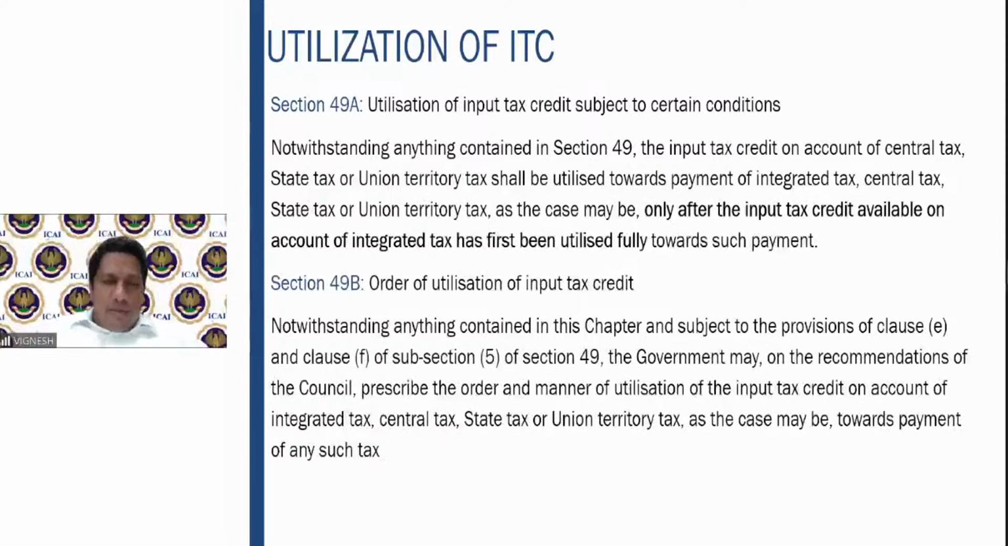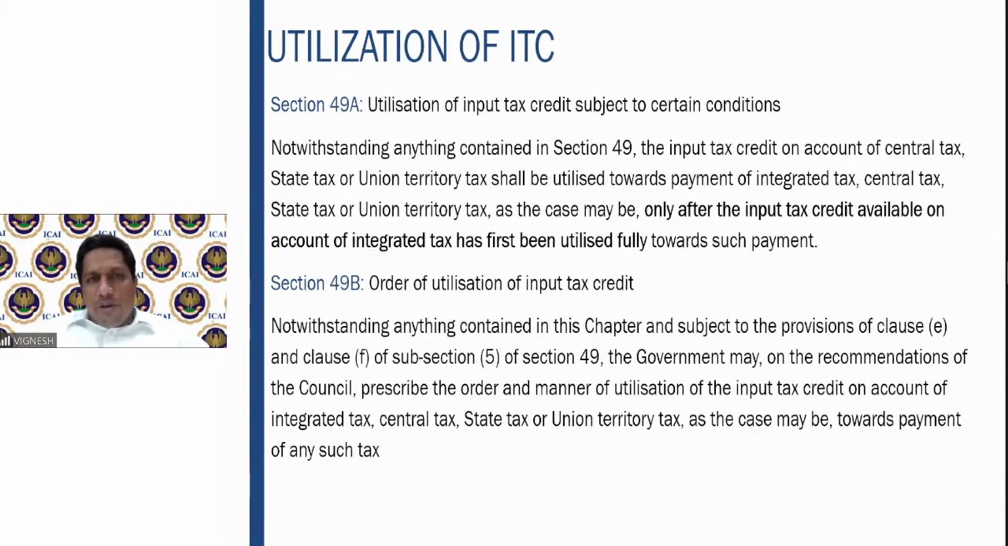Then 49B speaks about the order of utilization of input tax credit. This is what we have discussed now. Notwithstanding anything contained in this chapter, subject to the provisions of 49(5)(e) and (f), the government may, on recommendations of the council, prescribe the order and manner of utilization of ITC on account of IGST, CGST, state GST, as the case may be, towards the payment of tax.